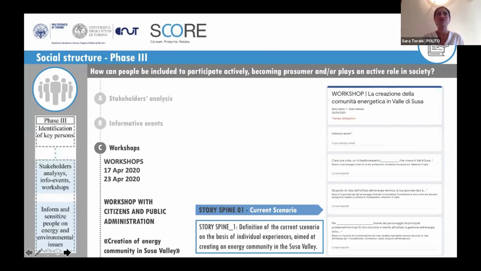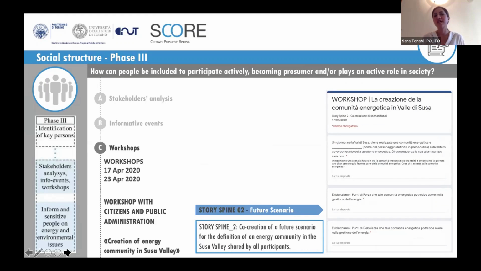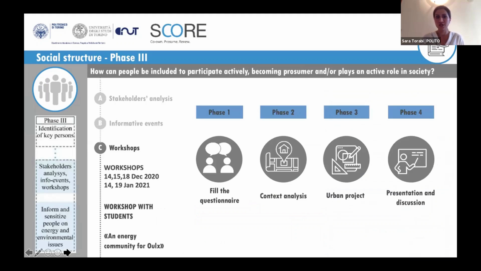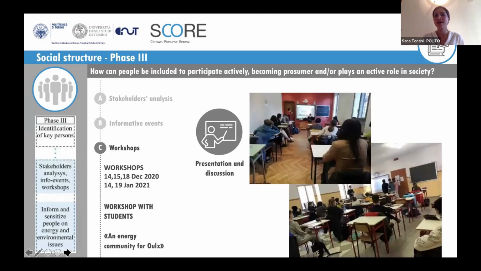We used different social methods such as storytelling: what is happening now, and what are the desired scenarios in the future after the implementation of the energy community. We also used tools such as WebGIS to facilitate these workshops. Then we held different lectures, because we have different school buildings in Susa Valley. We organized lectures with underrepresented people, the kids at school, and informed them, and asked them to fill in questionnaires with their parents and with the inhabitants who live in Susa Valley.